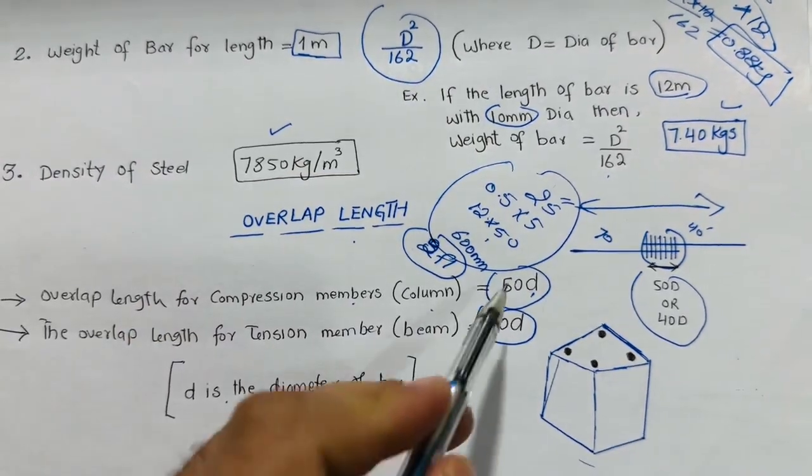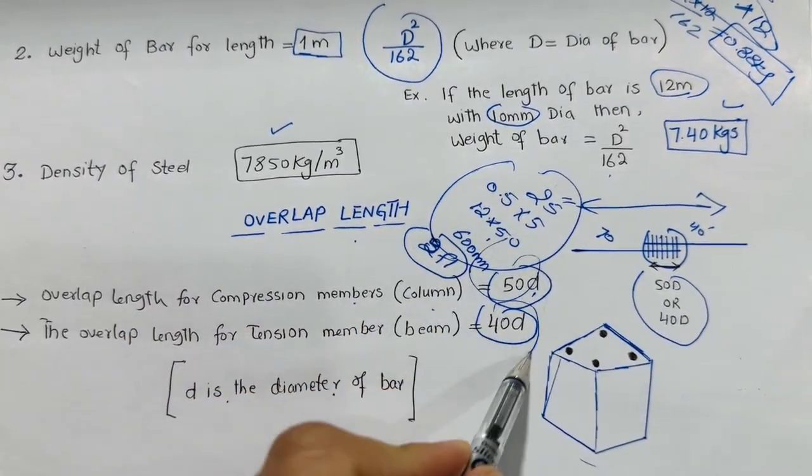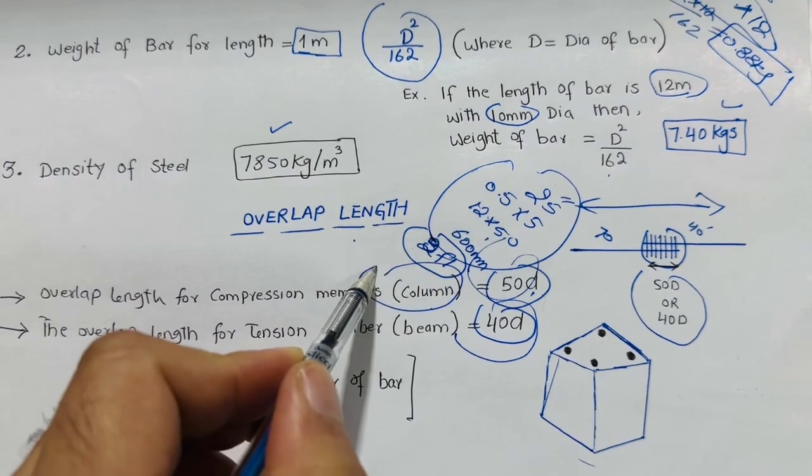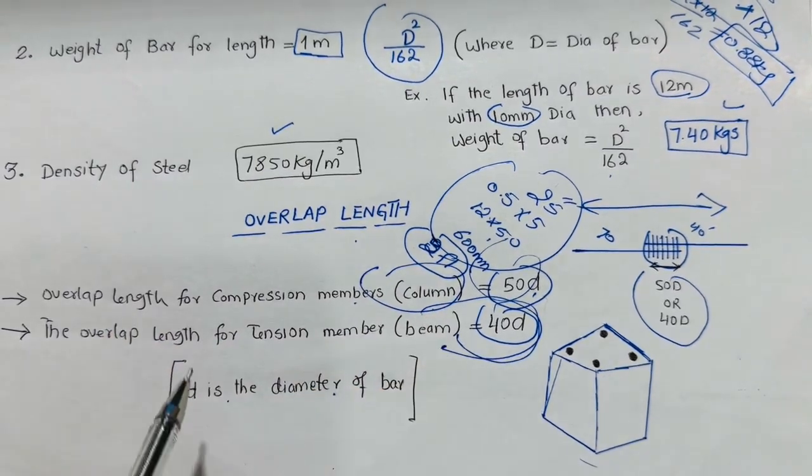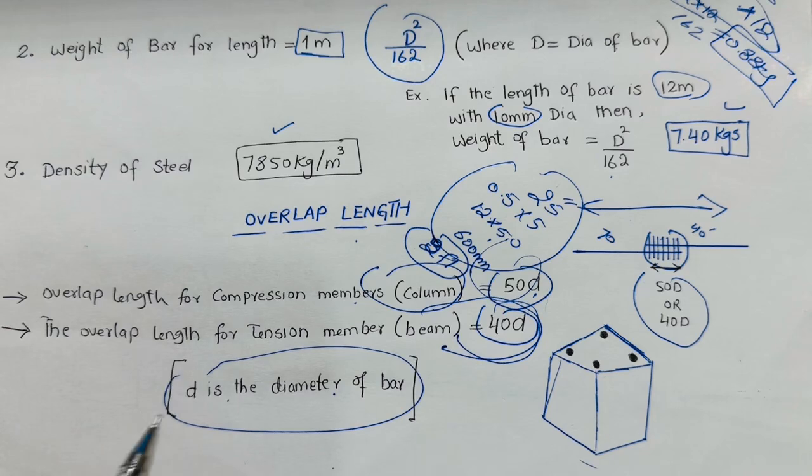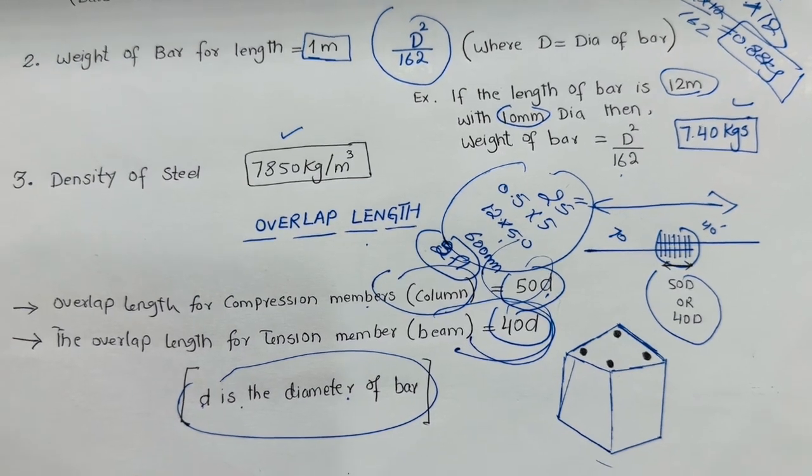So for the compression zone, which is the column, 50D, and for the tension zone, 40D. The D is the diameter for this steel structure design.